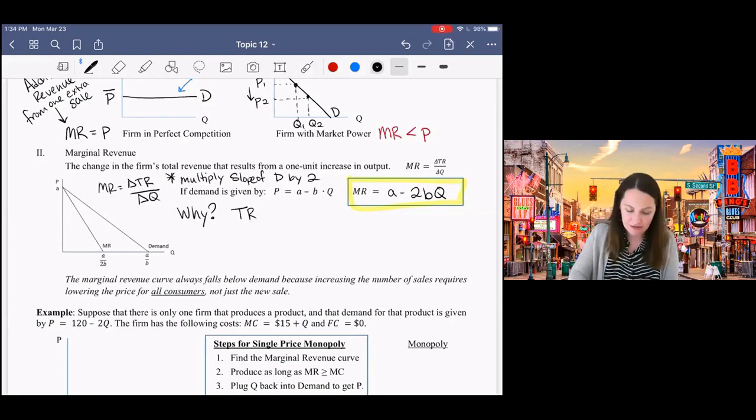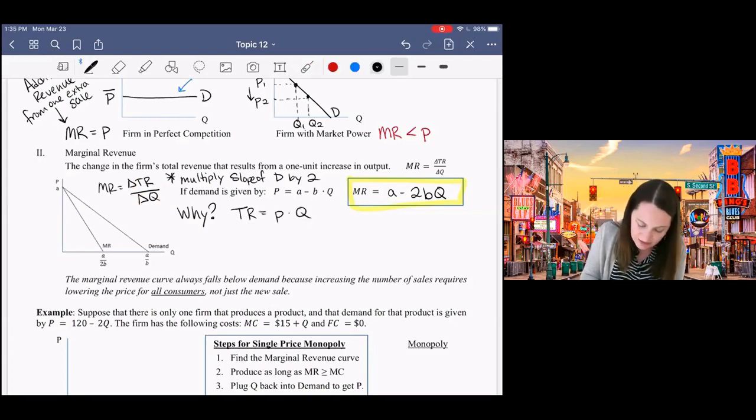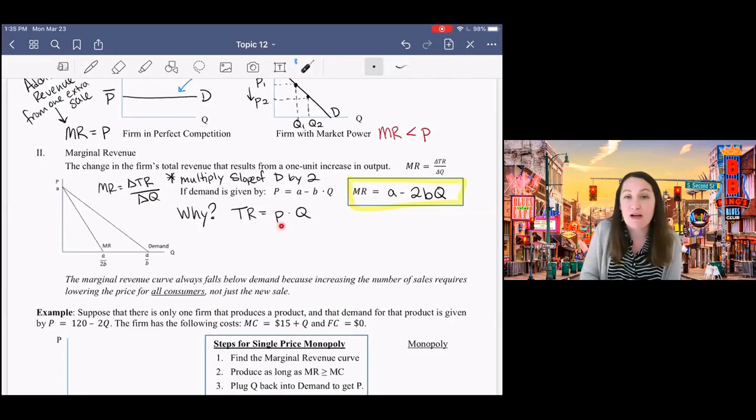The first thing we need to recognize is that this is the derivative of the total revenue function with respect to quantity. We can write out our total revenue function, that's price times quantity. And when we have a fixed price, like in perfect competition, then we can just take the derivative. And the derivative of total revenue would just be equal to price. That's why in perfect competition, marginal revenue is equal to price.